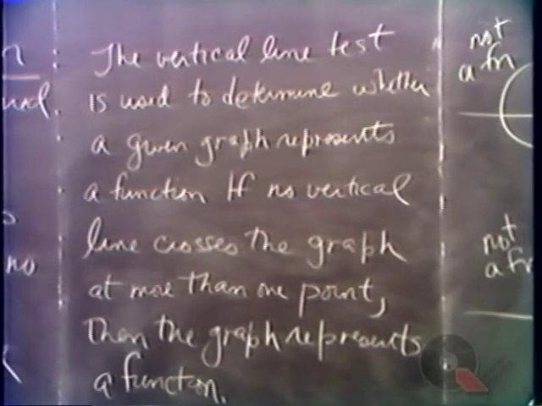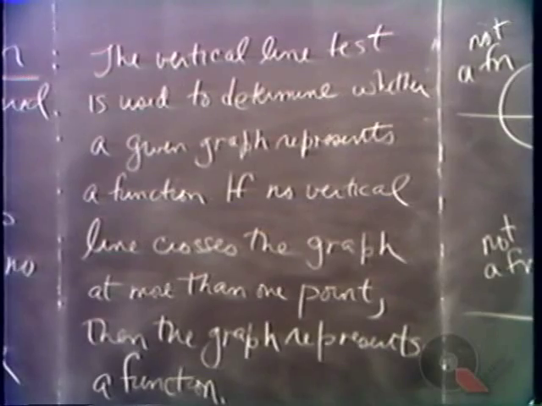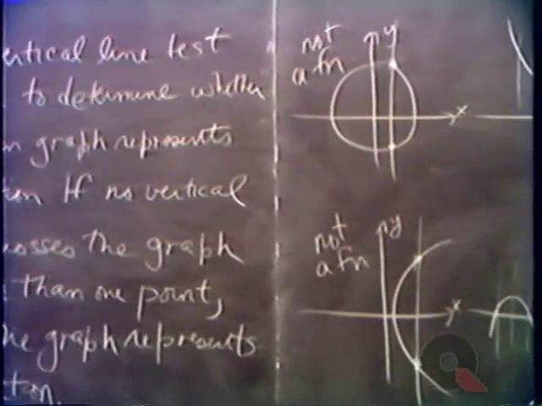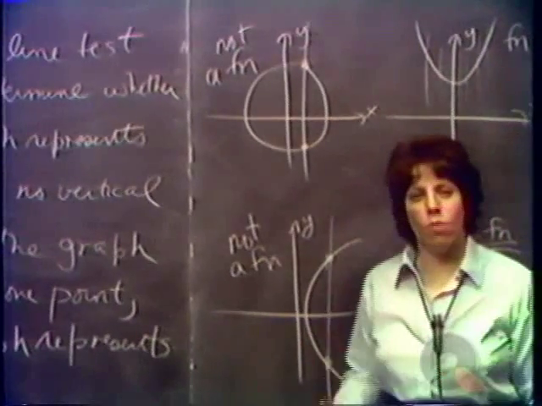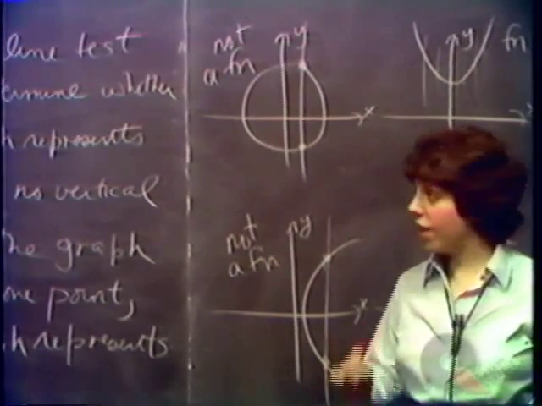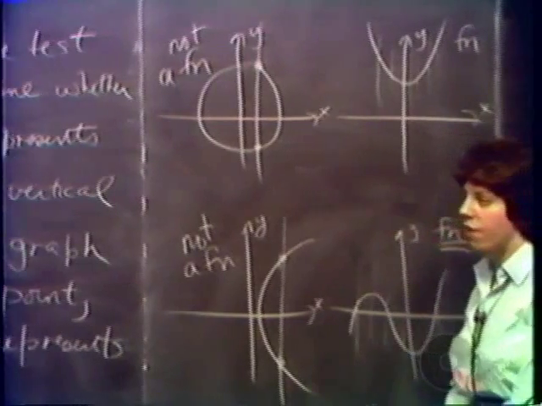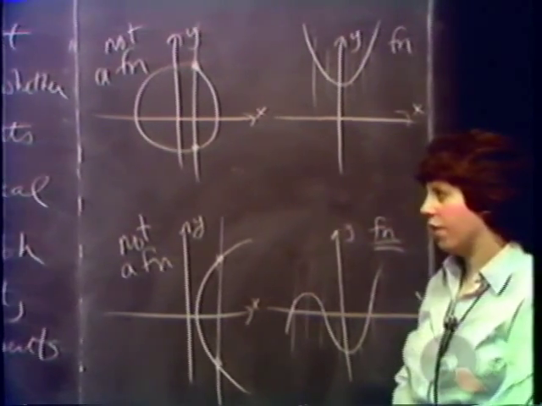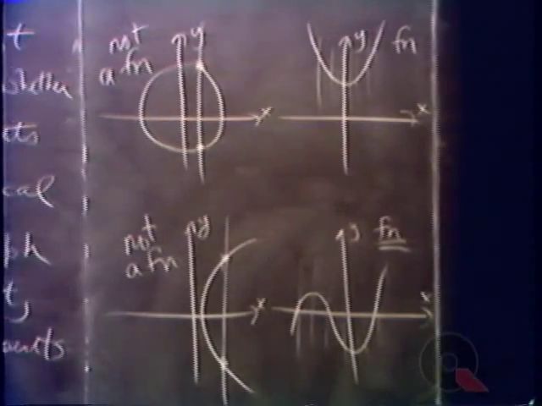The vertical line test is used to determine whether a given graph represents a function. If no vertical line crosses the graph at more than one point, then the graph represents a function. Remember, picking a vertical line is like picking an x value. And if it were to cross the graph in more than one spot, that would mean for that x there was more than one y value assigned to it. Remember, for a relation to be a function, it has to be true that every x is assigned to one and only one y value.